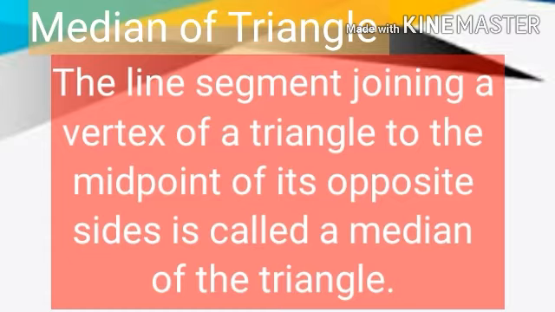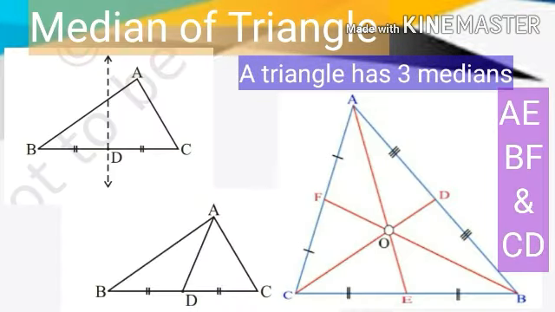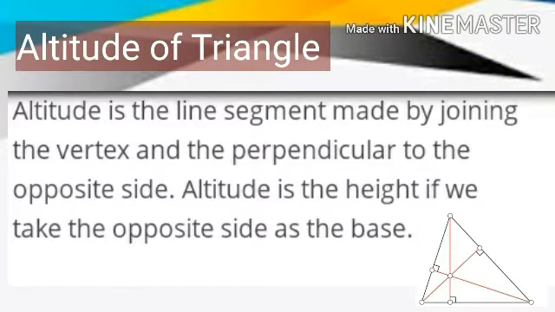Medians of a triangle. The line segment joining a vertex of a triangle to the midpoint of its opposite side is called the median of the triangle. A triangle has three medians. D is the midpoint of BC, so AD is the median of the given triangle. AE, BF and CD are also medians of the triangle.